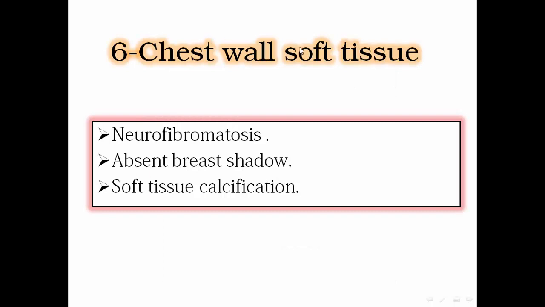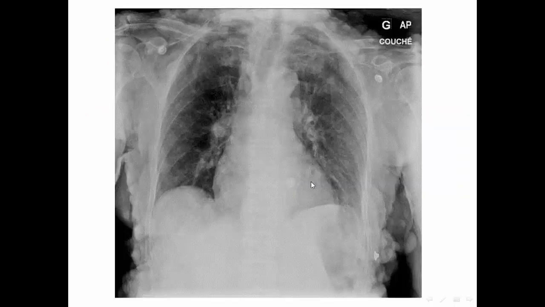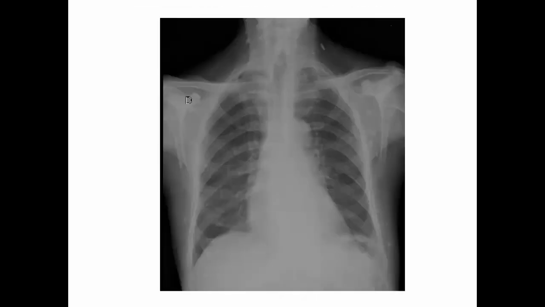Okay. After that, just check the chest wall soft tissue, like multiple masses in case of neurofibromatosis. This is very important: absent breast shadow and soft tissue calcification. As you can see, this is a very well-known case in rapid reporting, multiple soft tissue masses projecting over the chest wall bilaterally, extending to the upper part of the abdomen. Findings are in keeping with neurofibromatosis.